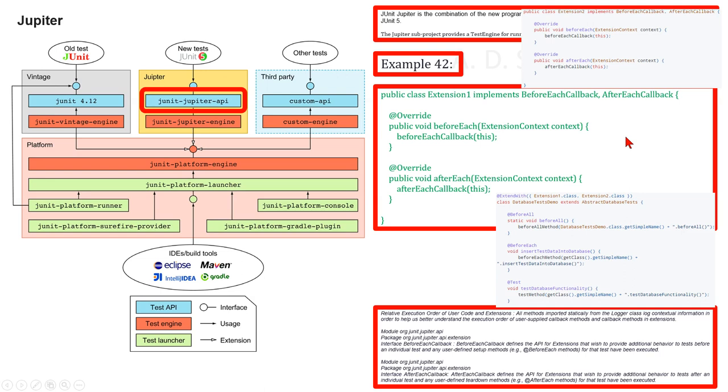callbacks such as BeforeAllCallback, AfterAllCallback, BeforeEachCallback, AfterEachCallback, BeforeTestExecutionCallback, and AfterTestExecutionCallback. That means that given two extensions, Extension1 and Extension2, with Extension1 registered before Extension2, any "before" callbacks implemented by Extension1 are guaranteed to execute before any "before" callbacks implemented by Extension2.